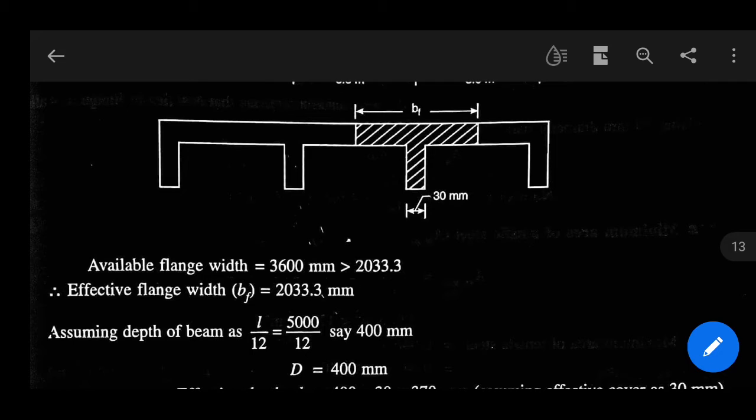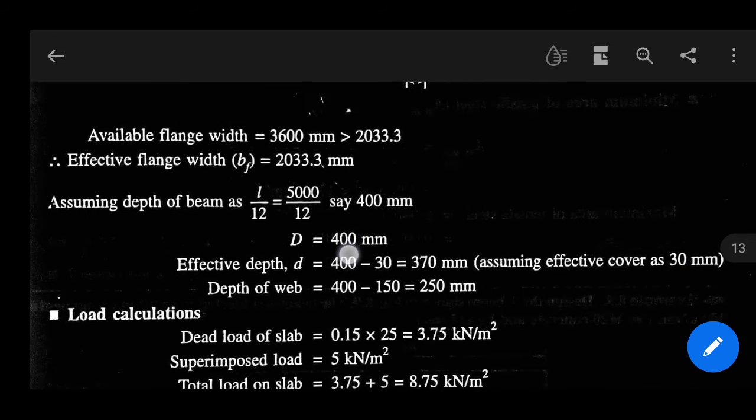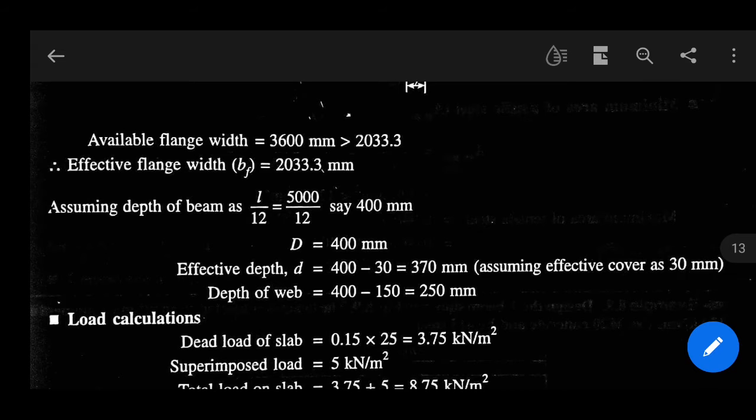Now assuming depth of beam as L by 12, as for the assumption which is discussed in the first lecture of T-beam, link is given below. So that is equals to 5000 by 12, say 400 mm. So depth capital D is 400 mm. Now effective depth small d is equals to 400 minus 30. We assumed effective cover as 30 mm. So effective depth is equals to 370 mm, and depth of web is 400 minus 150, that is equals to 250 mm, except the depth of flange.